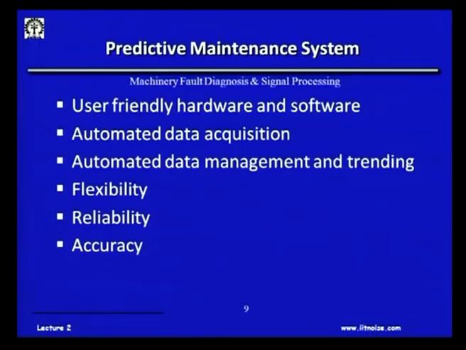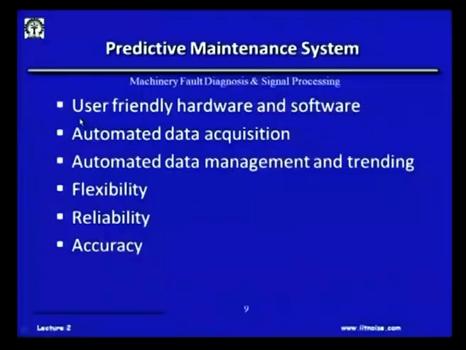Now, you have a fairly good working idea about the components in the predictive maintenance system. We of course need to have the machine, we need to have the transducers, we need to have the data acquisition unit, we need to have the computers where the data has to be stored in a database, we need to have skilled manpower and an analyst who will analyze this data.